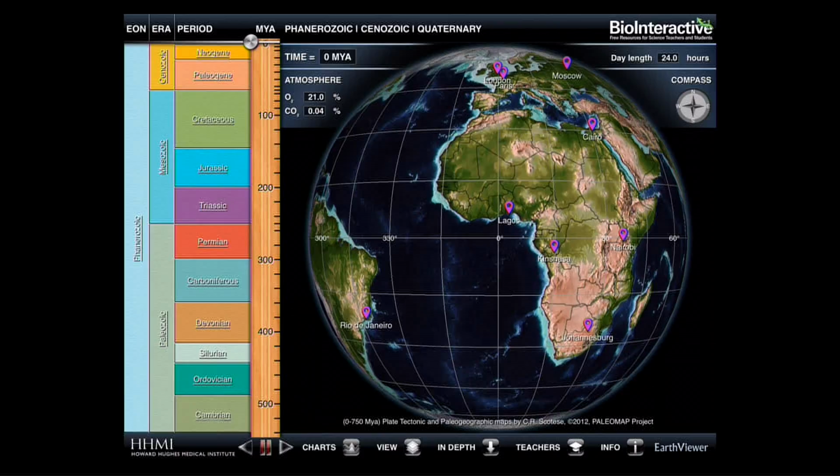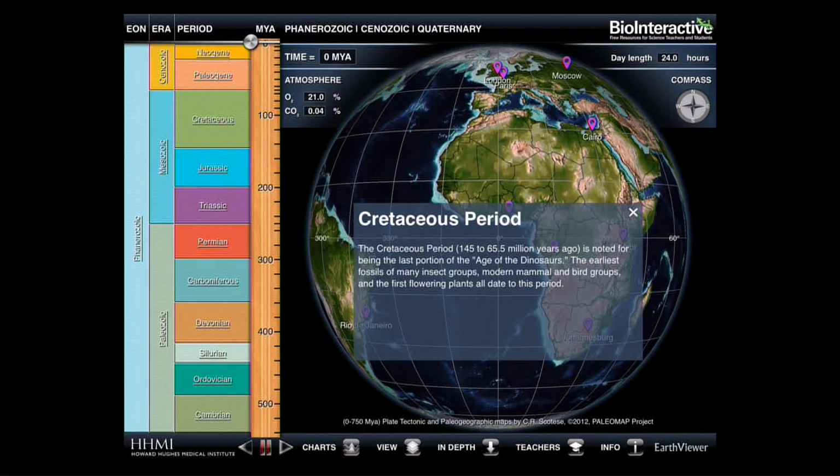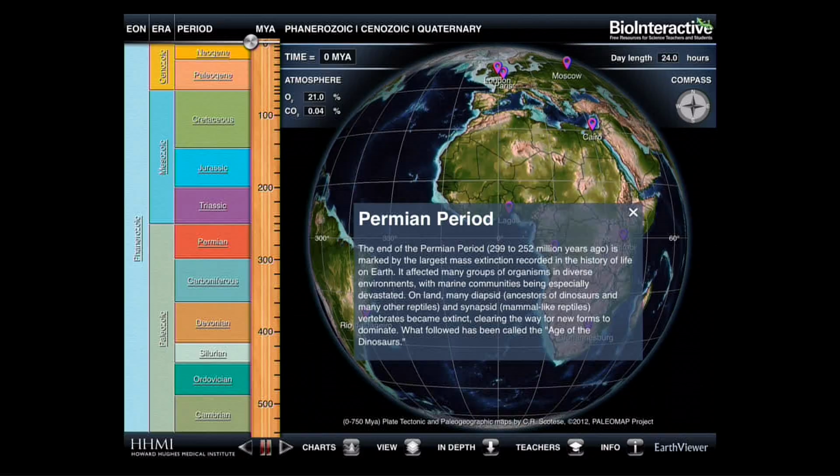Basically, this is the history of Earth in an app. And it's not just the history of life, it's the history of geologic events, it's the history of chemical events and things along those lines. If you can see, on this side we have your eons and your eras and your periods, and then you have the Earth. The kids can click through and gather information about any of the eras that they're interested in. You can click on the Cretaceous period and get information about that. You can click on the Permian period and get information about that.